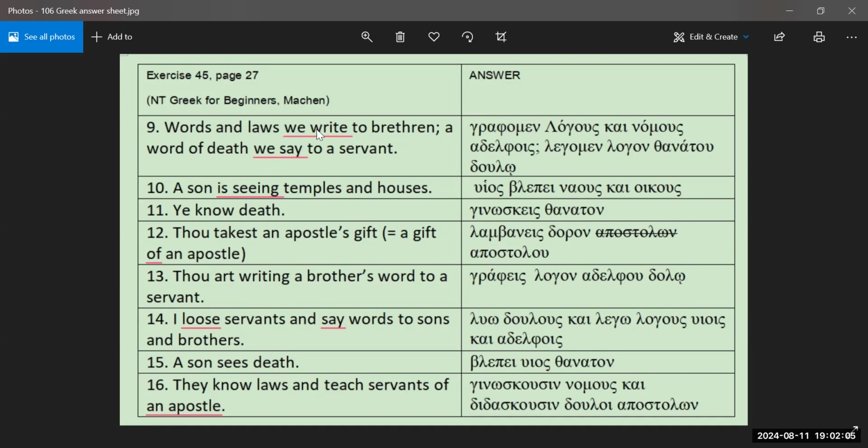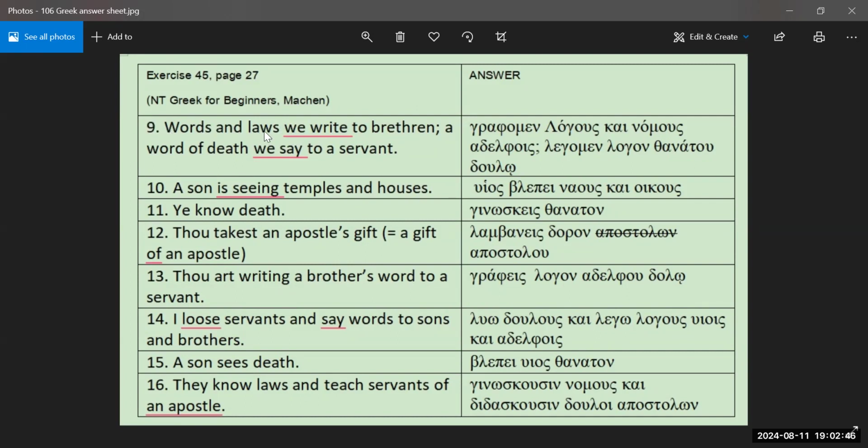And in this case, when you see the word we write, what you'd do is you'd have a look for the word write, which is grapho, and then it's we. So what is the first person plural of the word write? Grapho, and that's graphomen. So you can write down the word graphomen. And then from there you can say, well, what are they writing? What words and laws? Now, words and laws in this case, that's what we would call the object of the sentence. That's the thing that's being written by these people. It doesn't even say we apostles, it just says we, so you had graphomen.